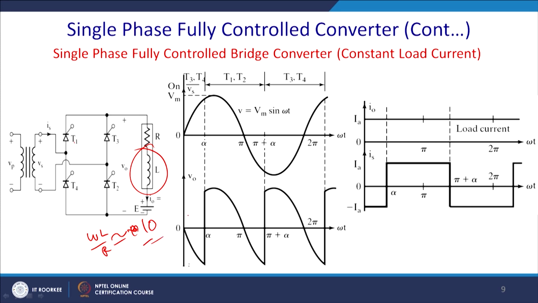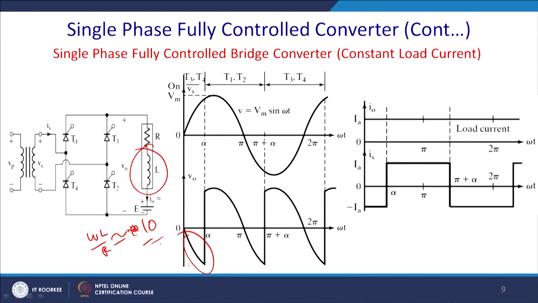So, the time constant is around 10 seconds. So, for the period of 20 millisecond, it can be assumed to be constant. So, it has been triggered at an angle alpha. Before that, the pair of thyristors in the negative half cycle was conducting and you are getting a negative voltage, and thereafter the same thing is applicable.